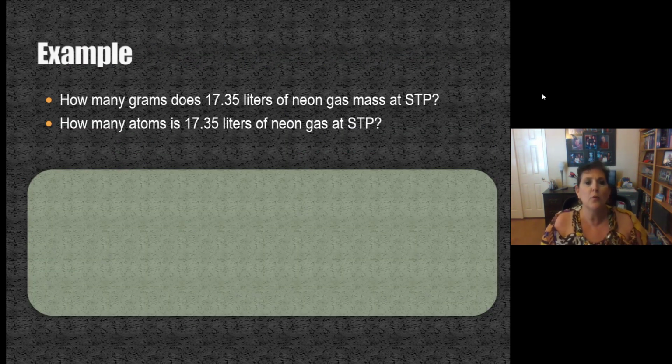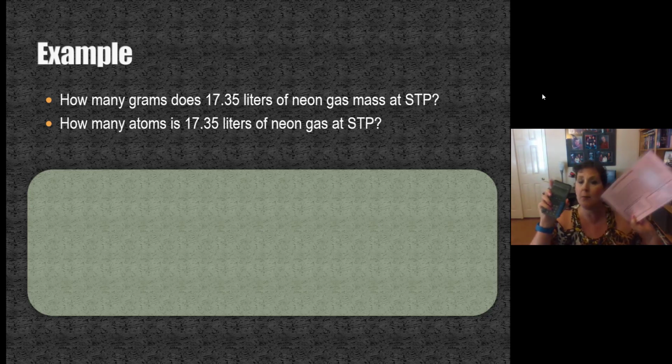All right, so we got 2 more examples. I want you to work on these. How many grams does 17.35 liters of neon gas mass at STP? And how many atoms is 17.35 liters of neon gas at STP? So, starting with the same thing, but I'm asking different questions. I want you to hit pause and try these 2 equations on your own. You'll need your calculator and your periodic table.